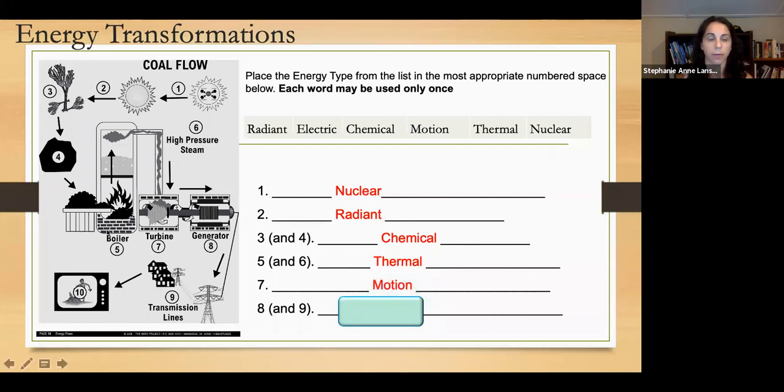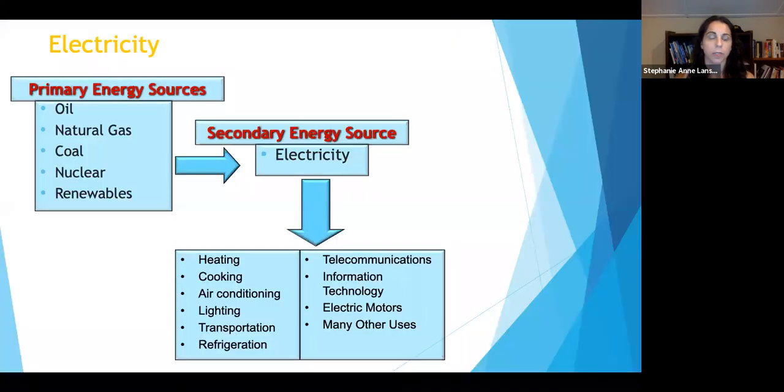Both the thermal energy in the boiler as well as the steam is our thermal energy. Finally, we have our energy of motion, number 7, as the turbine moves. And then from the magnets and the turbine, which we're going to talk about how that's formed, we get our electric energy. So we're going to concentrate on this electric process now. Producing electricity, we can get it from oil, natural gas, coal, nuclear, or various renewables.